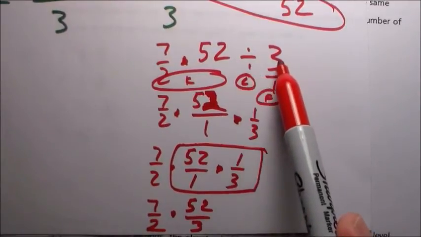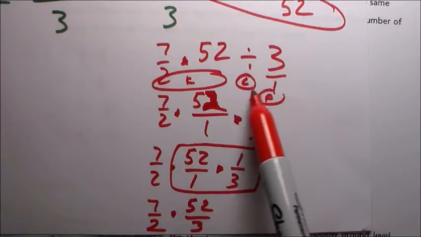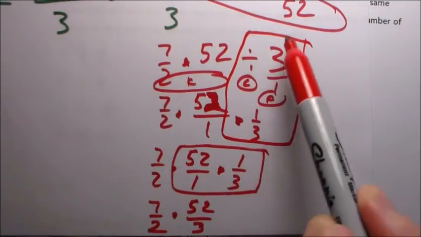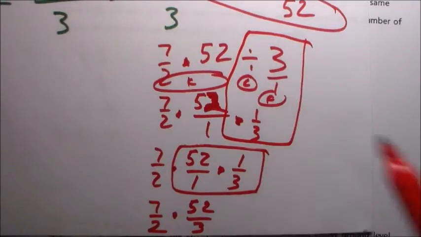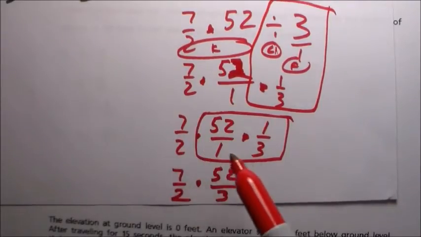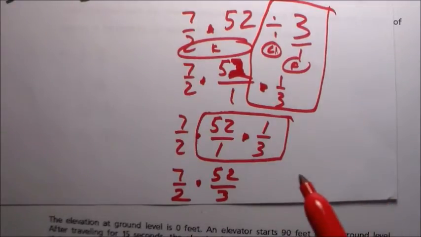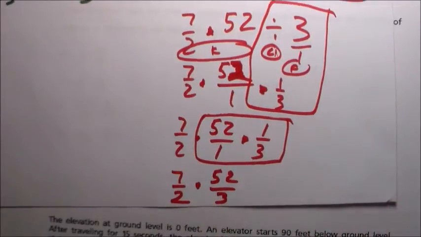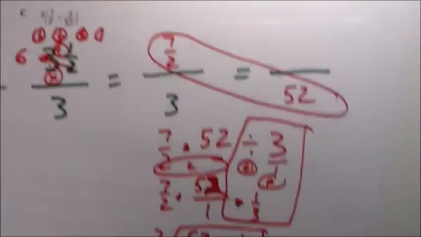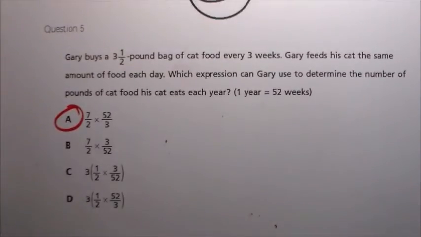We turn divided by 3 into multiplied by 1/3. That's good legal math. Divided by 3, keep, change, flip, equals multiplying by 1/3. And if we do that, and we forget about the first fraction, we only do the second two fractions in the 3 fraction set, we get 7/2 times 52/3, which is indeed one of our answers. Again, I don't like it, but it is the right answer there. So your answer is going to be A.